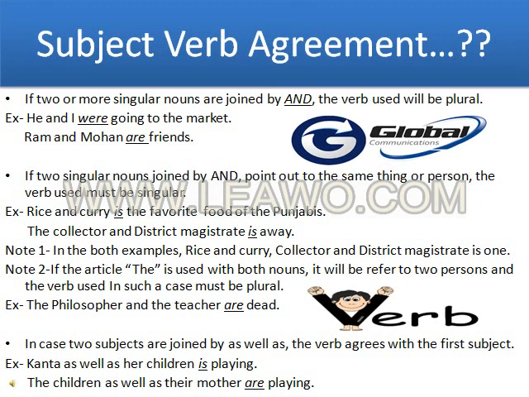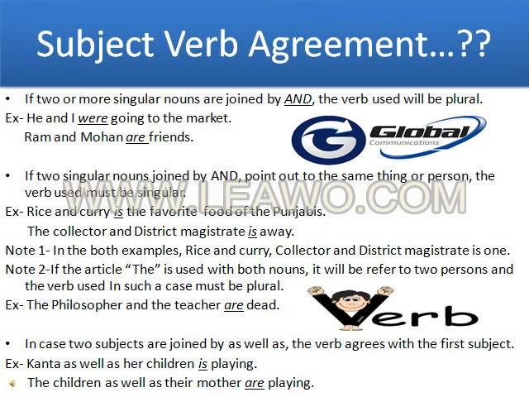Next rule, if two singular nouns joined by and point out the same thing or person, the verb used must be singular. Sorry, I will repeat. When two singular nouns joined by and point out the same thing or person, the verb used must be singular. Clear? Like, rice and curry is the favorite food of Punjabis. Rice and curry both refer to the food. That's why the verb used here is singular.